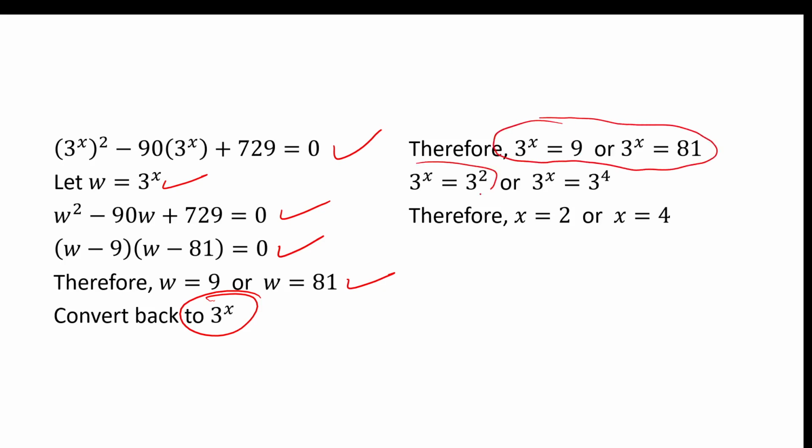Well, 9 is 3 squared and 81 is 3 to the 4, so we have either 3 to the x equals 3 to the 2 or 3 to the x equals 3 to the 4, meaning x equals 2 or x equals 4.